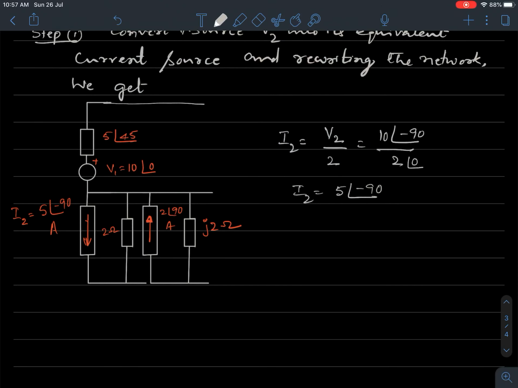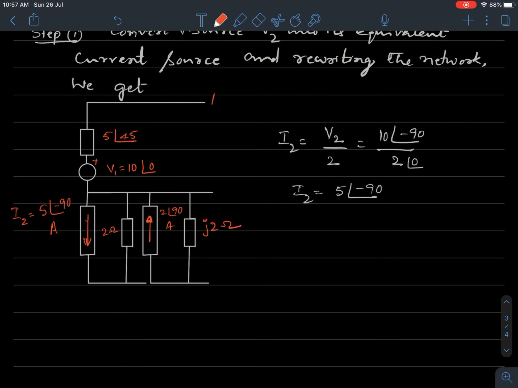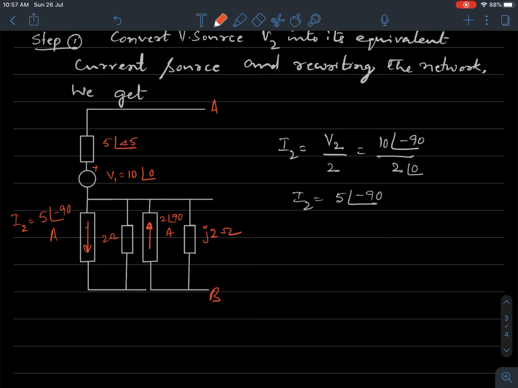Now we have written the equivalent source, and this is my A and this is my B. Now what's my next step? Now I can easily see the source current I. This we have called I. This is my I.